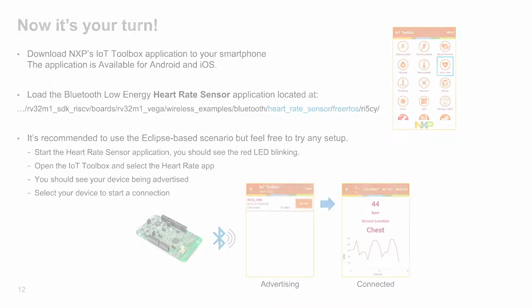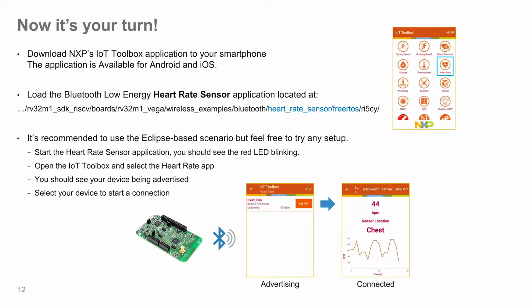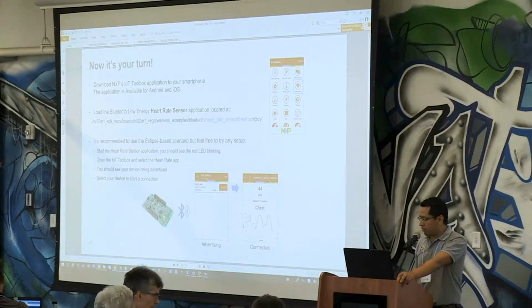Now it is time to test it using a BLE application. So let's give it a try. Try to run the exact same procedure we did for the hello world on Eclipse, not on the terminal, but only for Eclipse. But instead of loading the Hello World application, let's load the Bluetooth Low Energy heart rate sensor application. It is located also in the wireless examples, Bluetooth, heart rate. I put the path here.